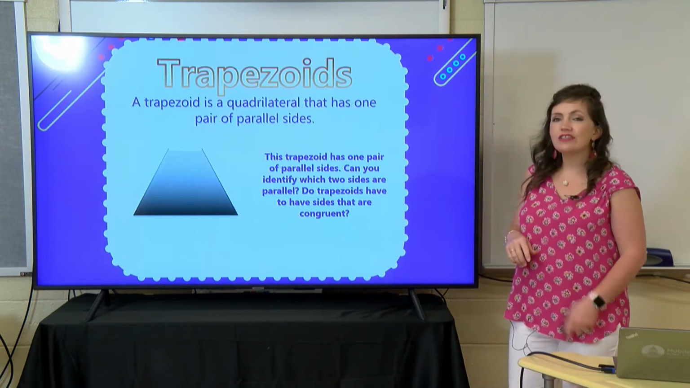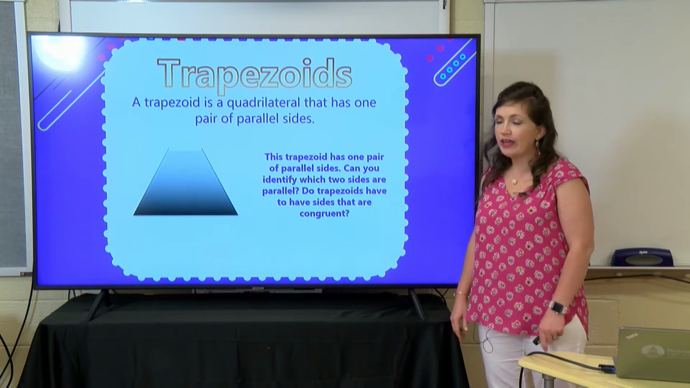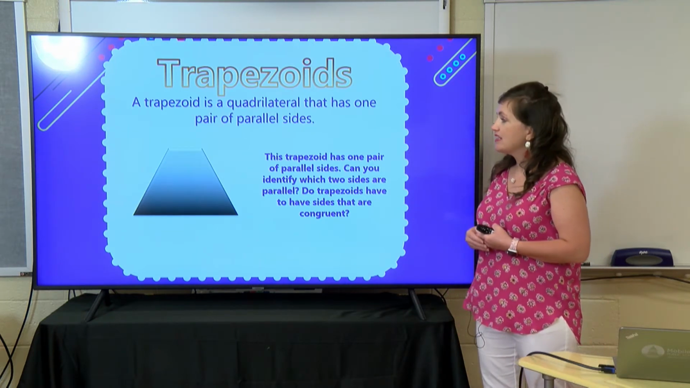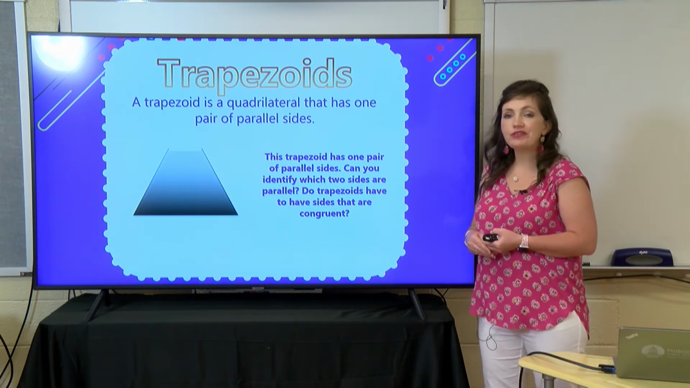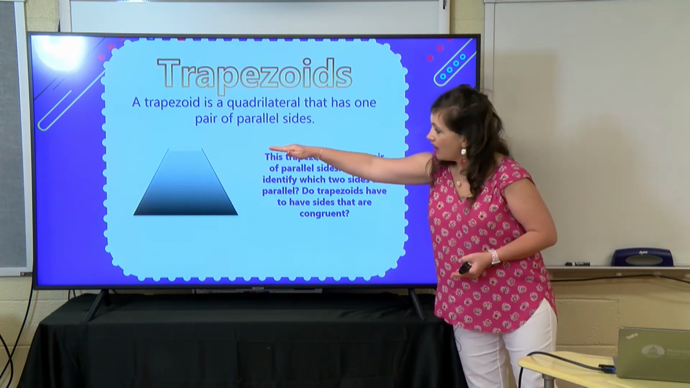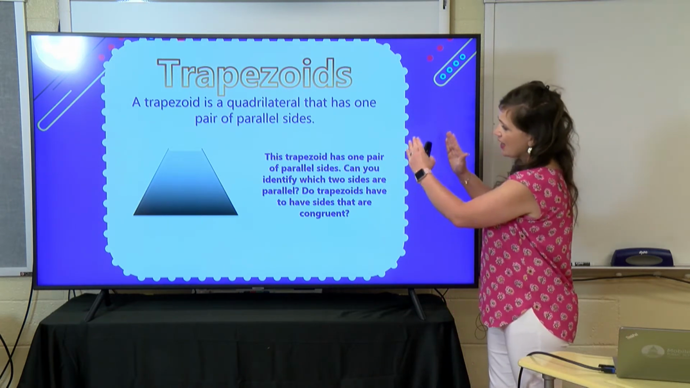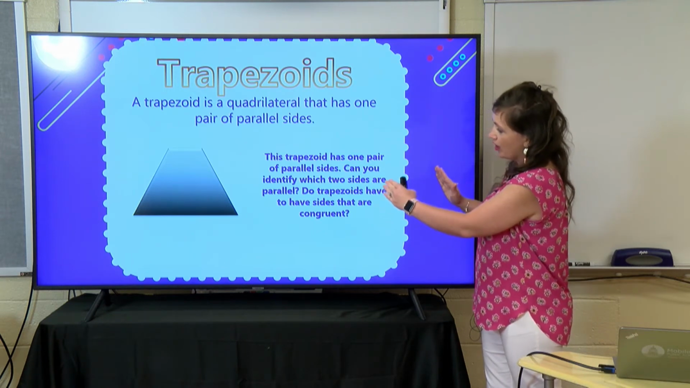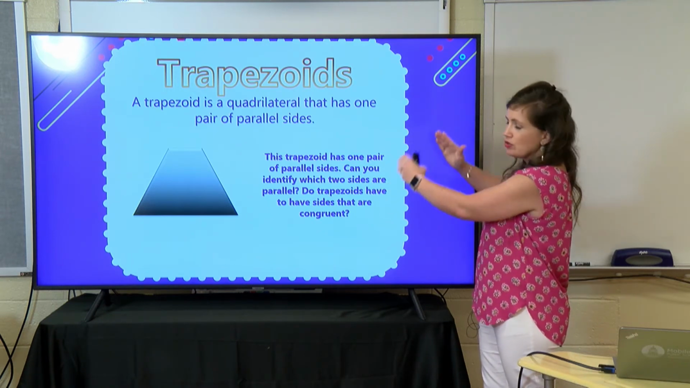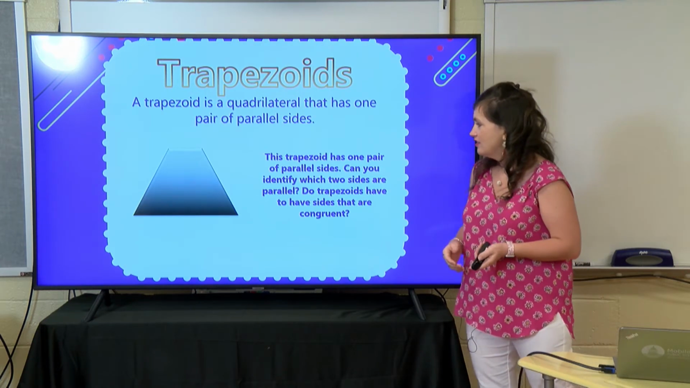All right, now let's talk about another quadrilateral, a trapezoid. A trapezoid is going to have 1 pair of parallel sides. If you look at this trapezoid, the top and bottom sides are parallel. The two other sides are not parallel, because if we were to extend those, they would eventually cross or intersect.